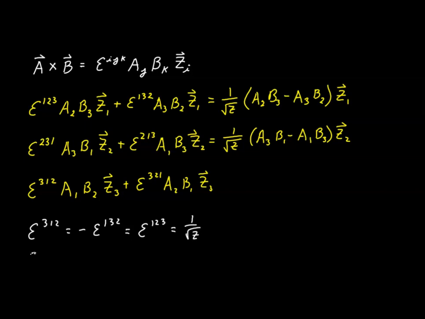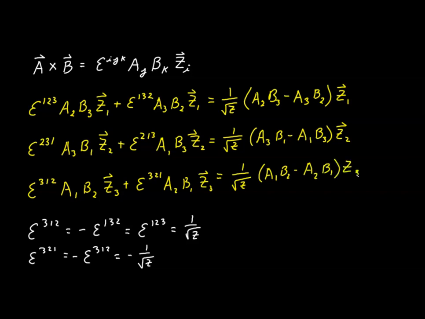I think you can see where this is going. Now, epsilon 3, 2, 1 is the negative of this one, negative epsilon 3, 1, 2, which means it's equal to negative 1 over the square root of z. All right, so this last term then becomes 1 over the square root of z times A1, B2 minus A2, B1 times our third basis vector Z3.